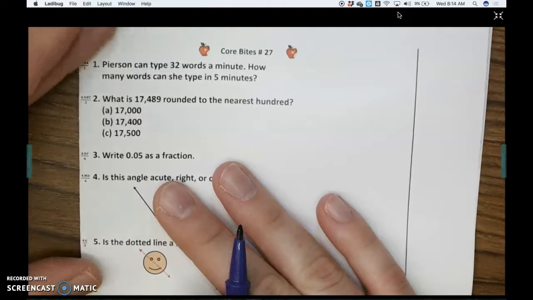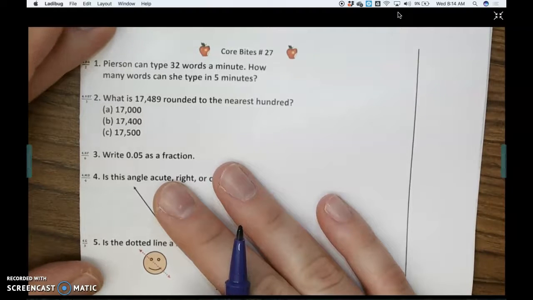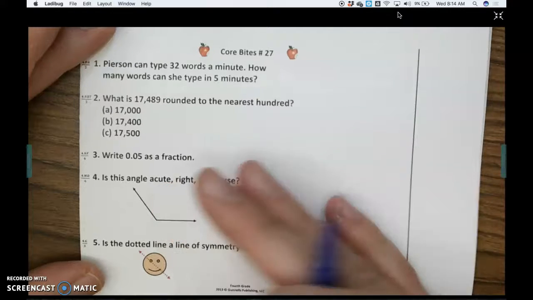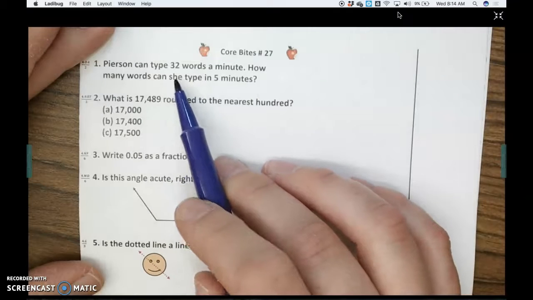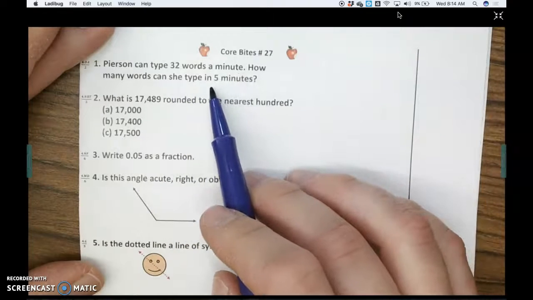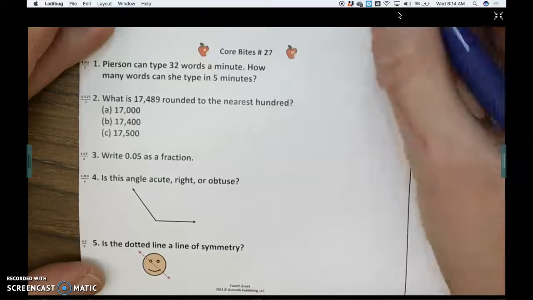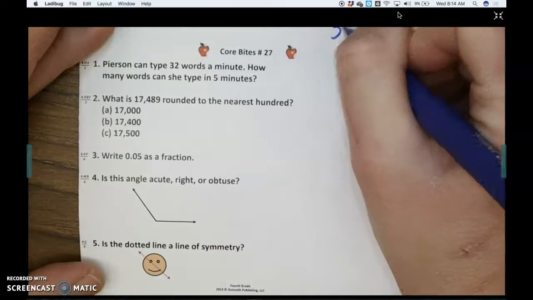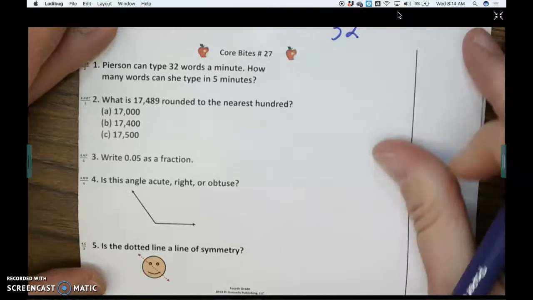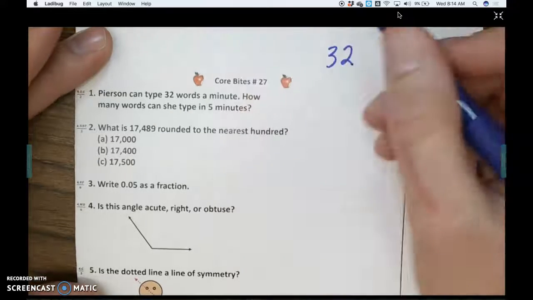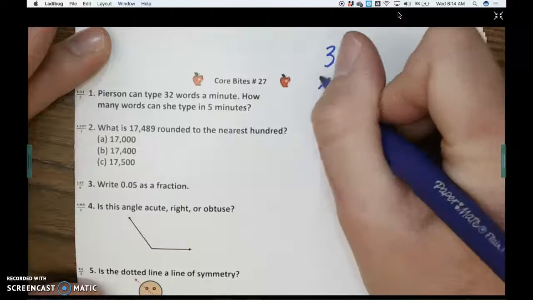Okay, so we know that a minute is 60 seconds, but we don't have to worry about that here because all it says is 32 words a minute, and we want to know how many she does in 5 minutes. So you're going to take the 32 words she can do every minute, and you're going to multiply that by 5 minutes. So you're just going to multiply that by 5, right?